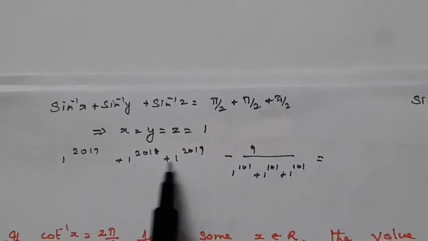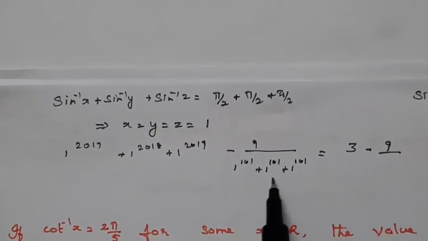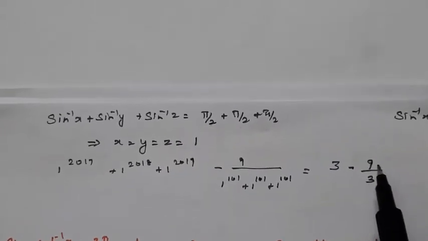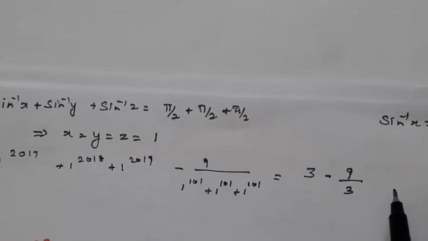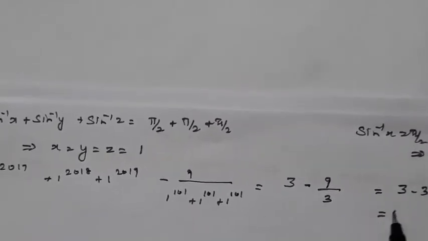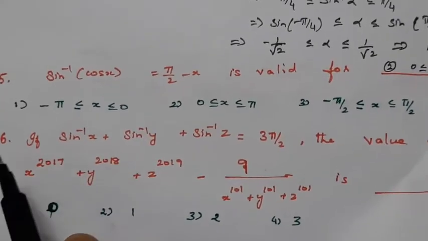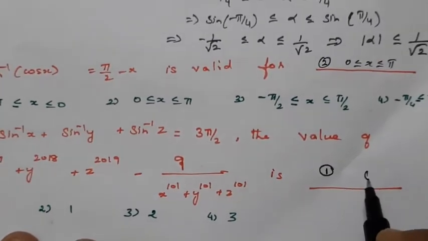So each one is equal to 1. So that is equal to 3 minus 9 divided by, here each one is equal to 1, so 1 plus 1 plus 1 is 3. So 9 by 3 is 3, and 3 minus 3 is equal to 0. So what is the correct option for question number 6? Option number 1, that is 0.